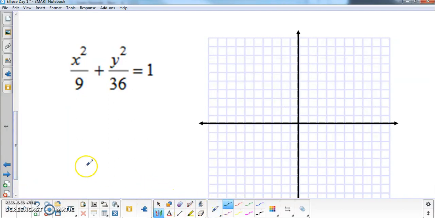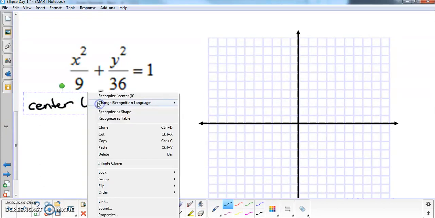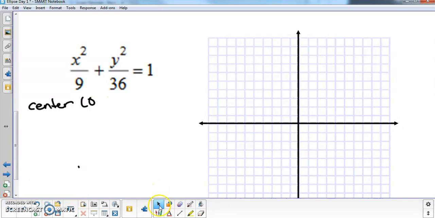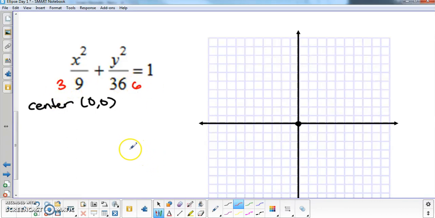So this one right here, my center is also at 0, 0. Okay. Center is at 0, 0. So I'm going to go ahead and mark that right here at my origin. And then I know that if I take the square root of both of these, this one's 3 and this one's 6. So this is my larger number, that's going to be my A. It's also underneath my Y. The last one was underneath my X. This one's underneath my Y. So that means I'm going up and down.